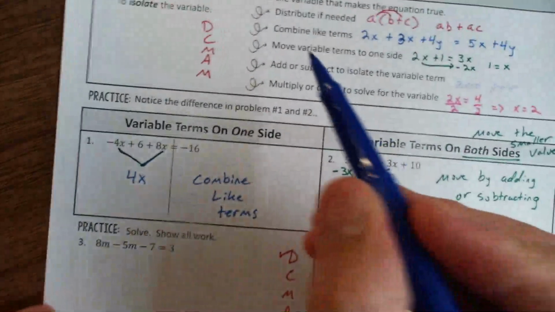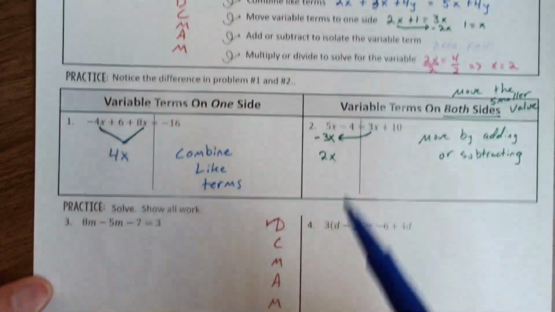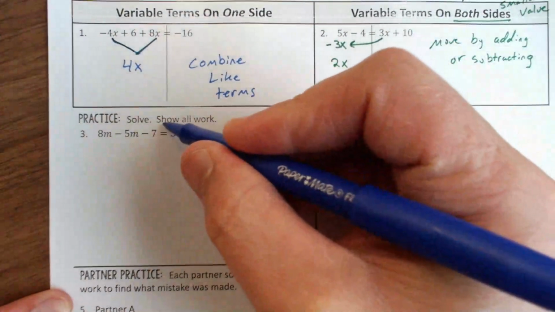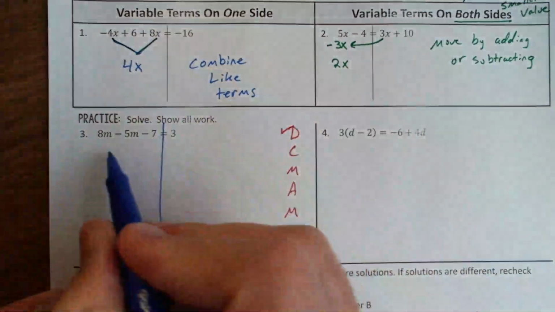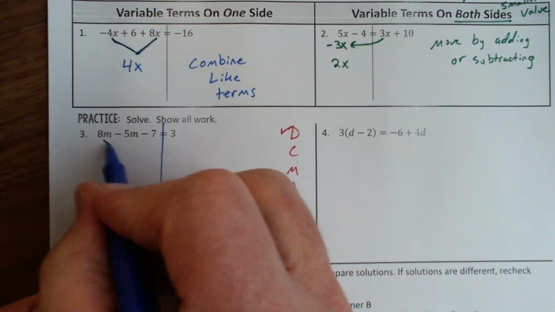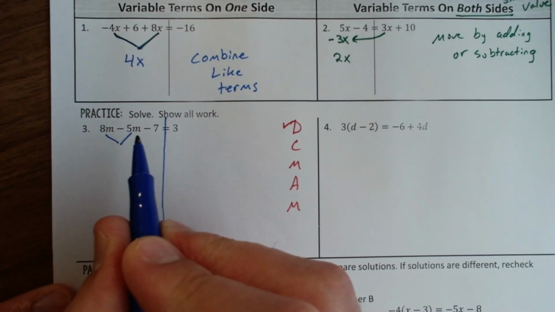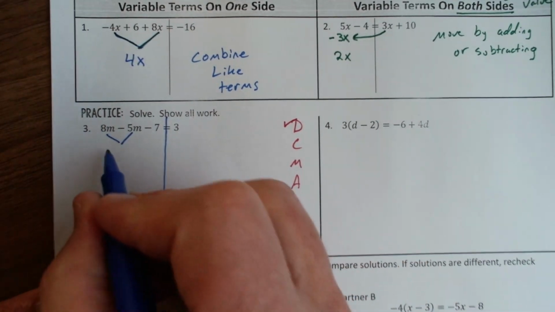Step number 2, combine like terms. If I have two terms on the same side of the equal sign, I combine them. So if I draw my line here, these two terms are right here, so I combine these two. 8m's minus 5m's is 3m's.